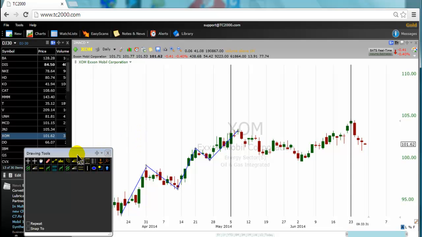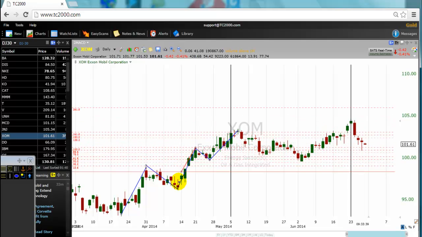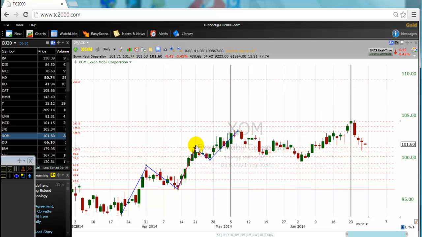Now, I want to use a Fibonacci retracement level for this section here because I've done my homework. If you want to use Fibonacci extension, we'll do the opposite. If we were using a retracement, we'd draw it from the top to the bottom. So I have my Fibonacci retracement here.